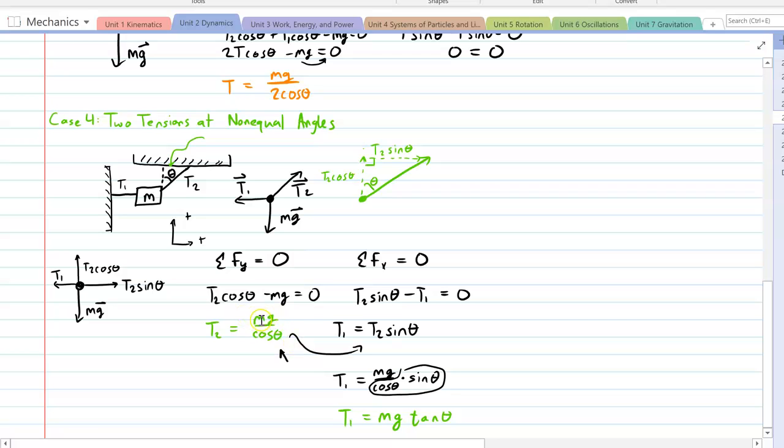Like what if they give you the mass of the object and the angle? You can find T2 and you can also find T1, right? But we're just trying to get a general idea and a general strategy to practice with. So we're going to continue our general strategy with the next video, doing the same thing.